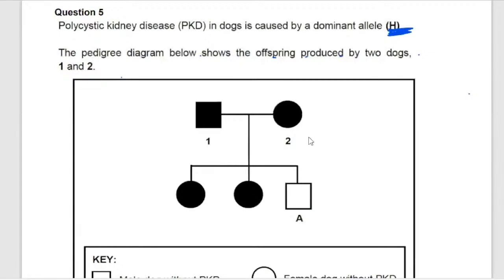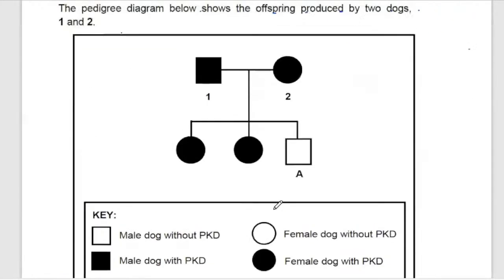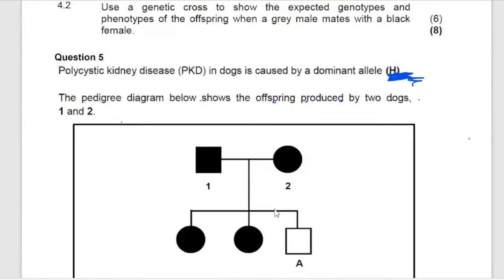This one is also caused by a dominant allele. Meaning that the one who is sick, check here. Even here they're saying dogs with the disease and dogs without the disease. So these ones which have the disease, it means that they are going to be capital H, capital H, or can be capital H, small h. Even this one is going to be capital H.